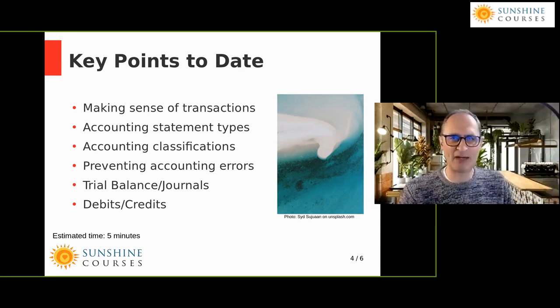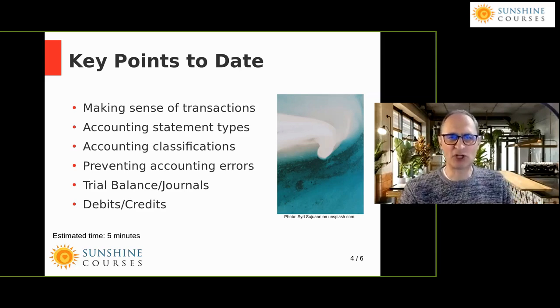Then we talked briefly about how you prevent accounting errors. Accounting errors are the bane of accounting. If you make errors, all of the meaning you get from accounts will be wrong. You'll make wrong decisions. So quite a lot of effort is spent in accounting on preventing errors in the first place. We talked, for example, about the bank reconciliation and a number of accounting controls.